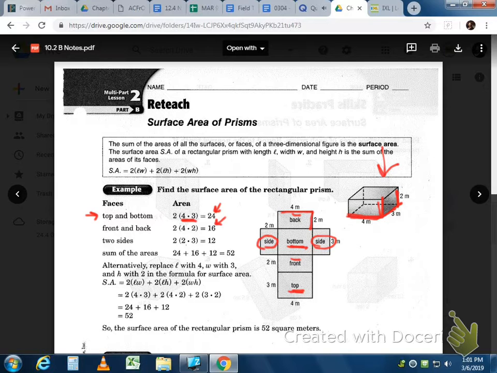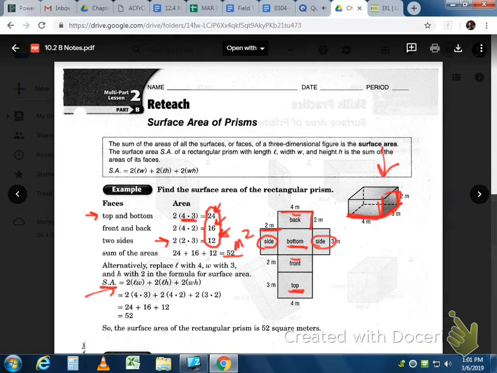Then the 2 side walls. The side walls go 2 by 3. 2 by 3 and 2 of those, so that's 12. The total surface area would be 24 plus 16 plus 12. So 52. 52, and you use the units, so meters squared. 52 meters squared.